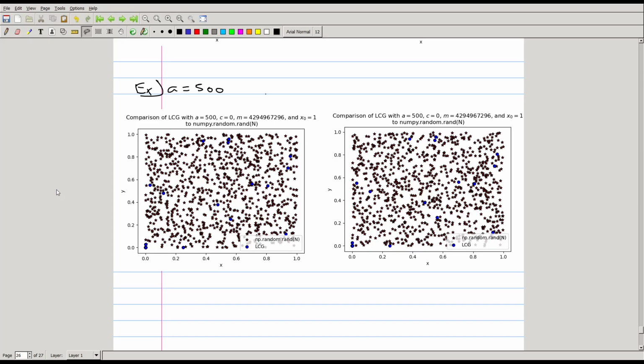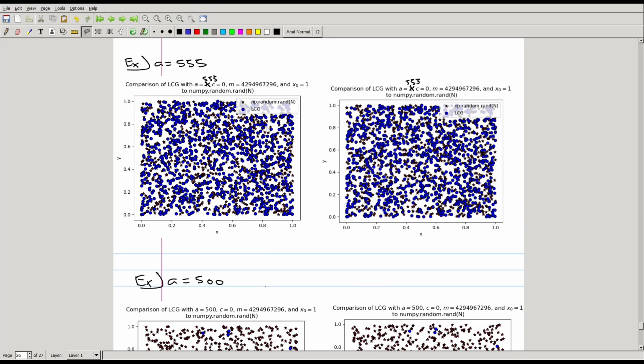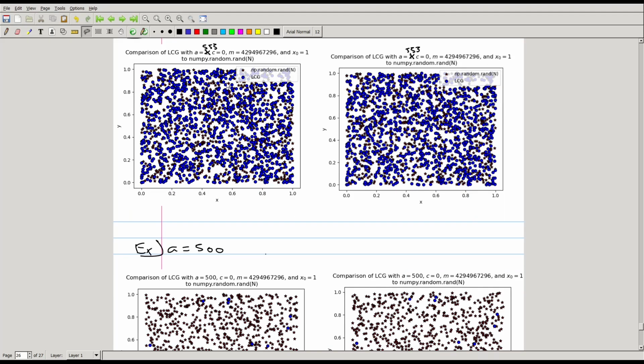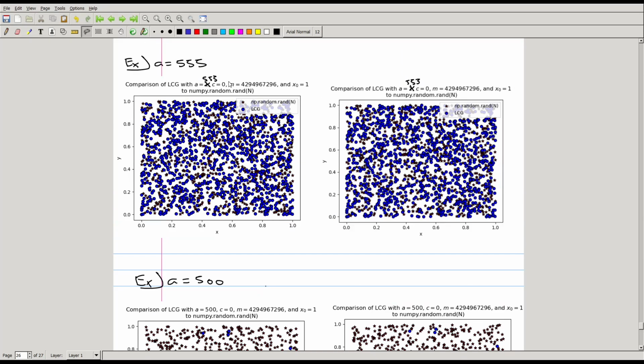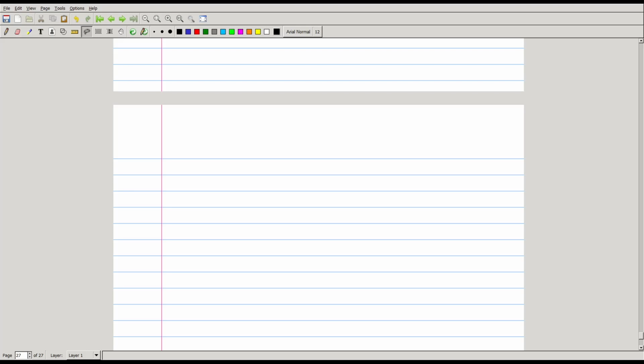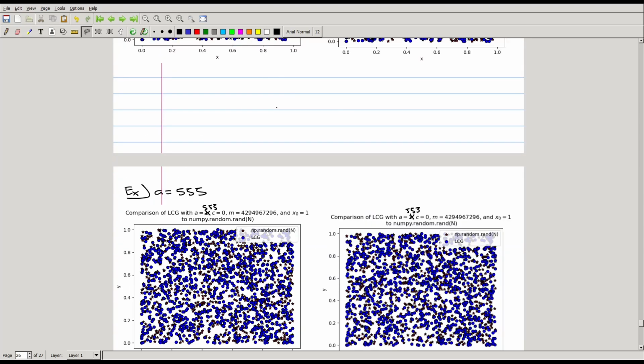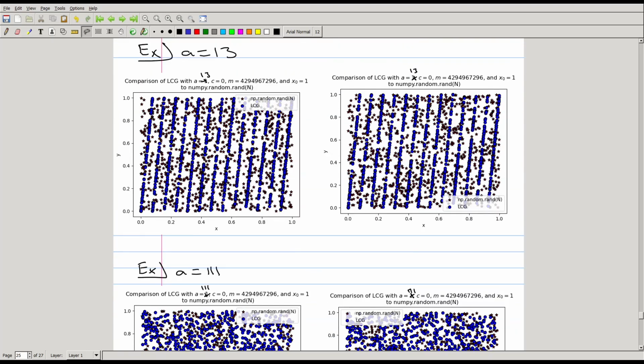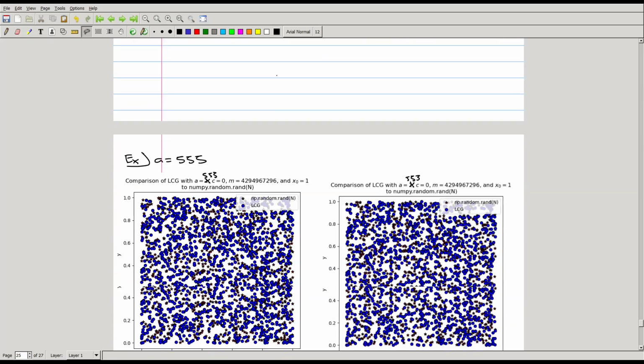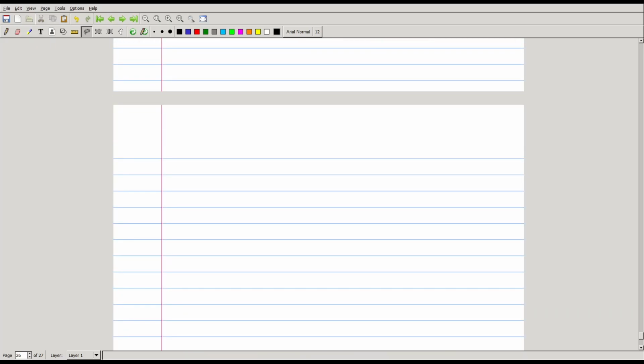So the reasoning here is not because a is large that this is working right here for 555. The reasoning is that a is co-prime with m. So we're also seeing this is the same thing with 111 and 13 and so on and so forth. So let's define what we mean.